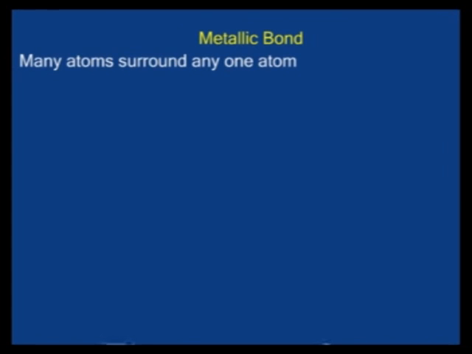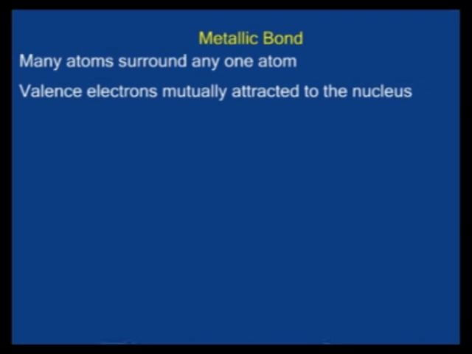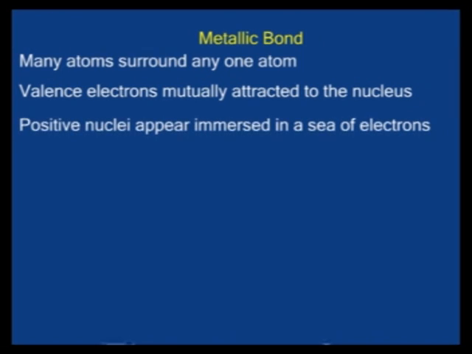So let's look at the last type of structure, and we look at metallic bond and giant metallic structures. Now here there are many atoms surrounding any one atom in all directions. The valence electrons are thus attracted mutually to many nuclei. This gives a scenario whereby the positive nuclei appear to be immersed in an ocean of electrons.